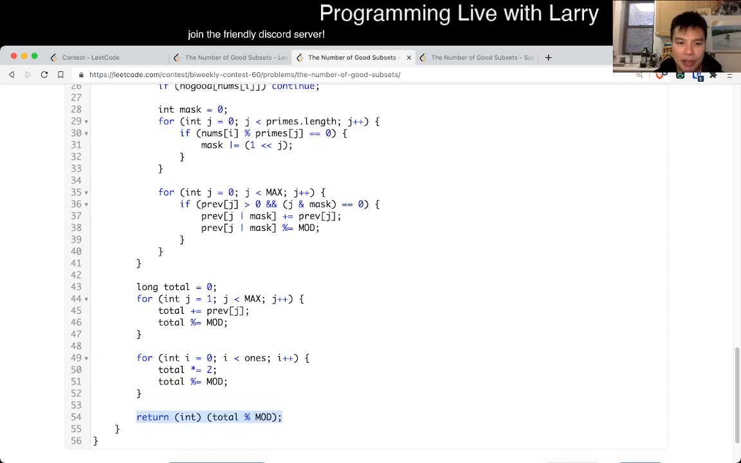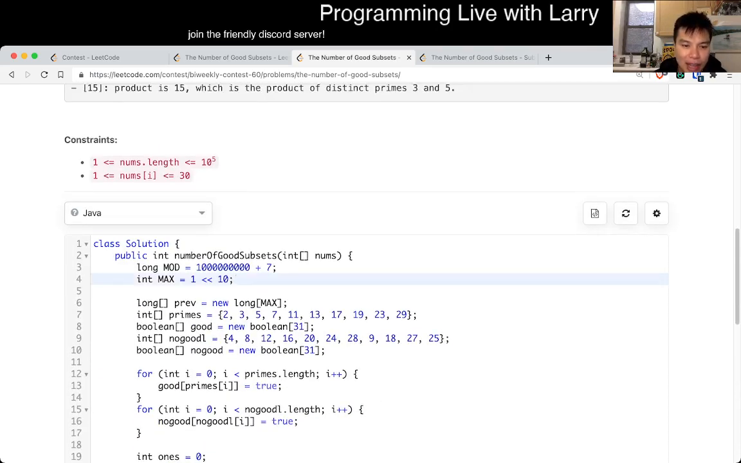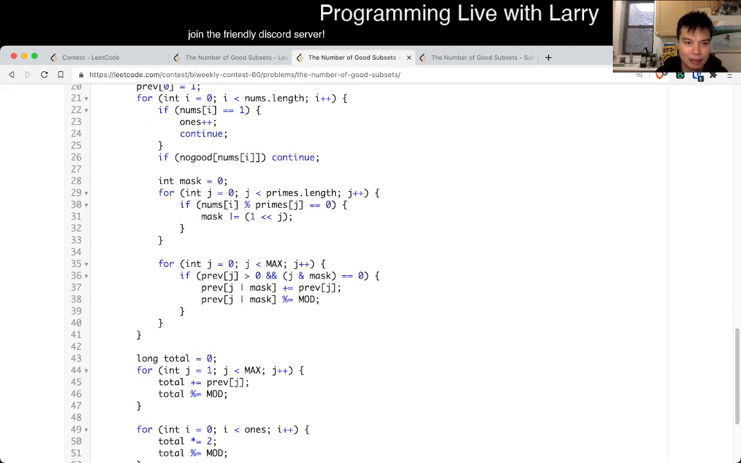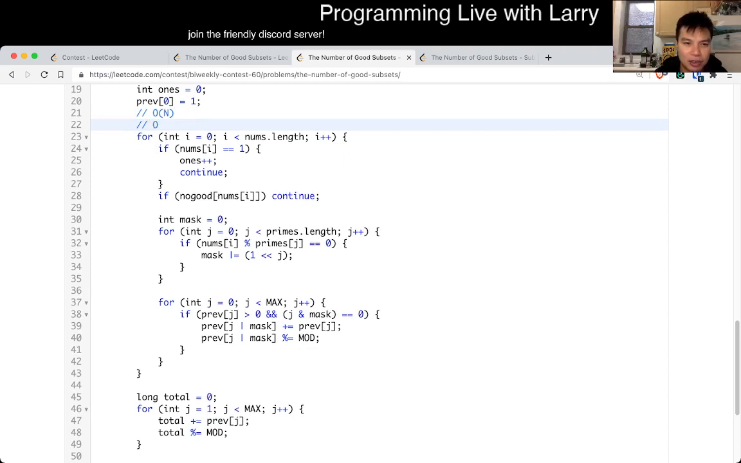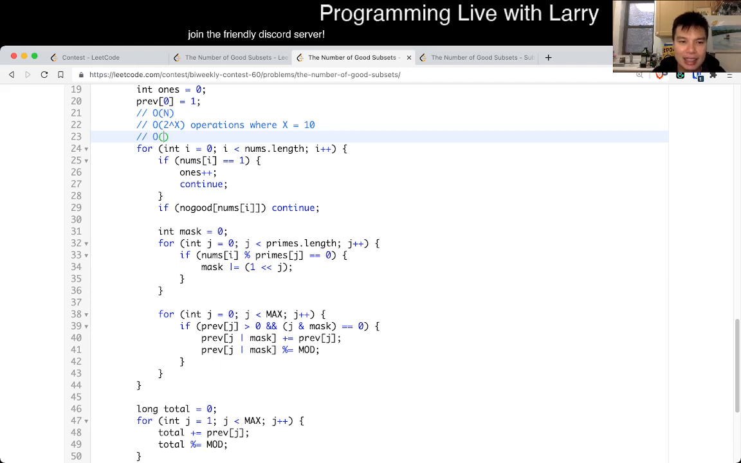So how does the math work here? The math is such that this loop is O of n, and each loop does 2 to the x operations, where x is equal to 10, because there are only 10 primes up to 30. So in total this is O of n times 2 to the x, where n is equal to 100,000, times 1,000. So this is roughly 100 million. To be honest, I thought this would be fast enough, but not in Python, so I changed it to Java.